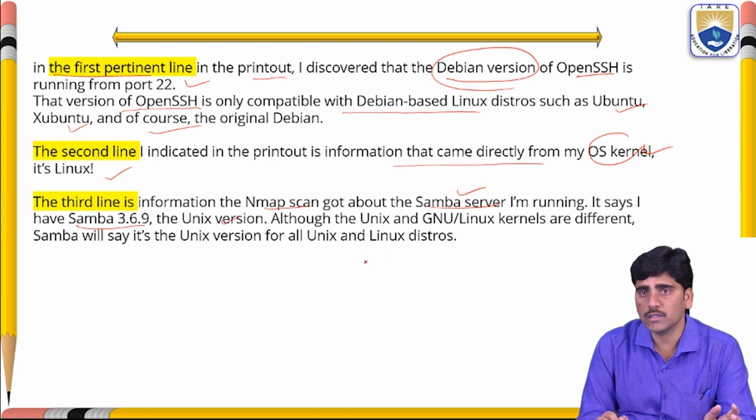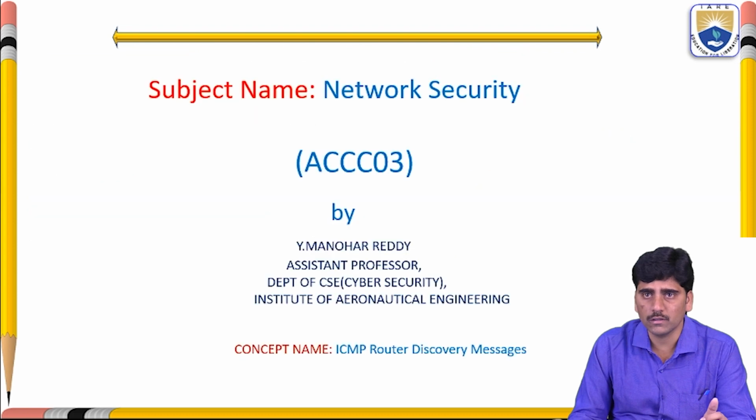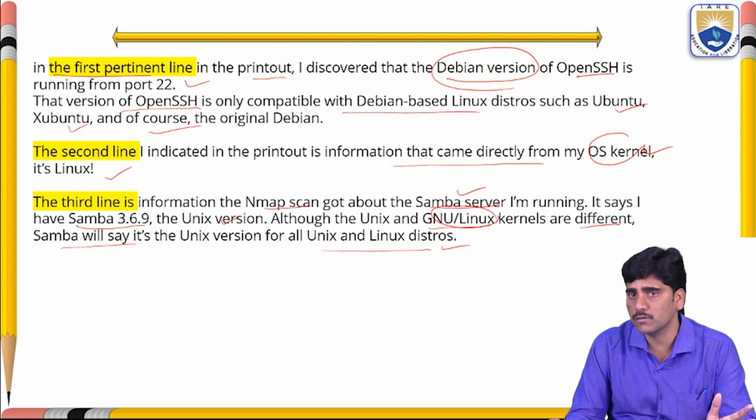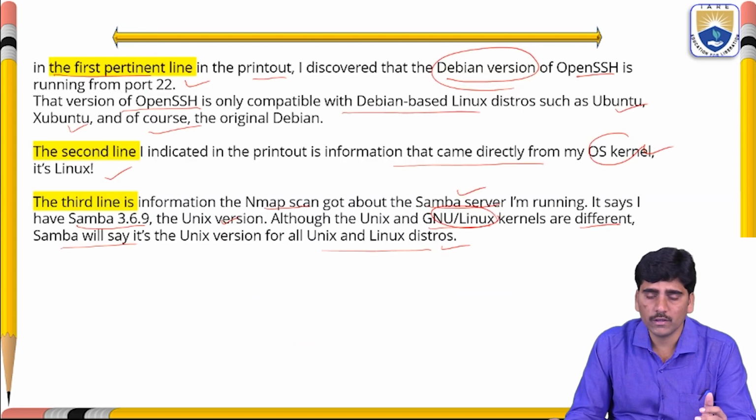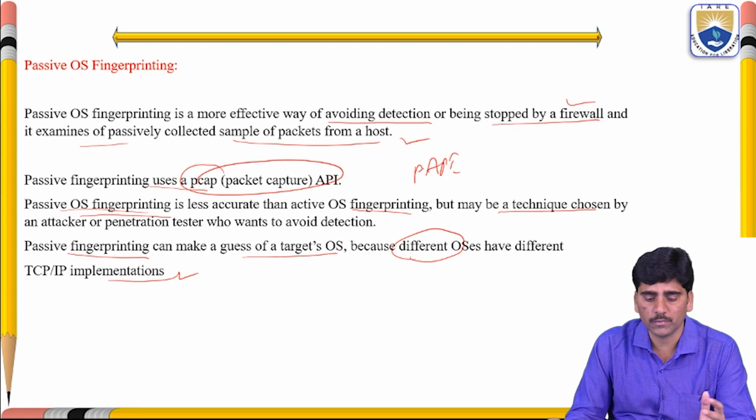Although the Unix and the GNU/Linux kernels are different, Samba will say it's the Unix version for all Unix and Linux distributions. The kernels are different, and the server Samba 3.6.9 is also shown. This is how we can understand the scanning technique of OS fingerprinting.